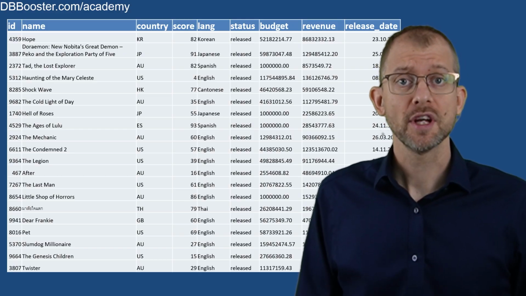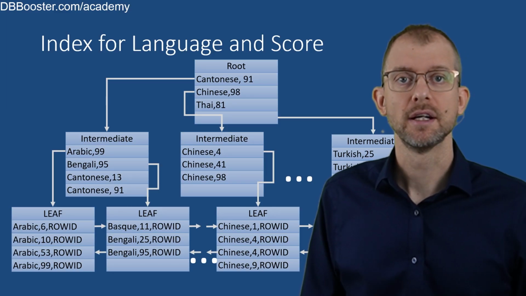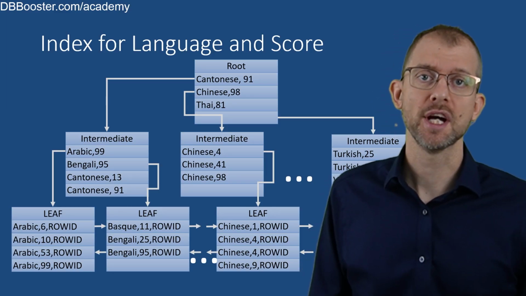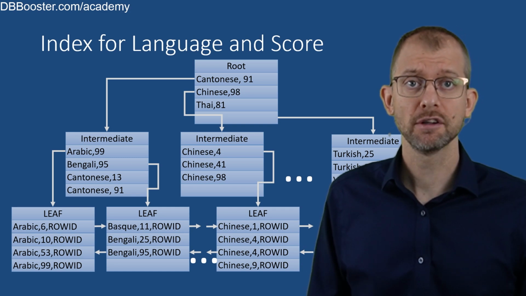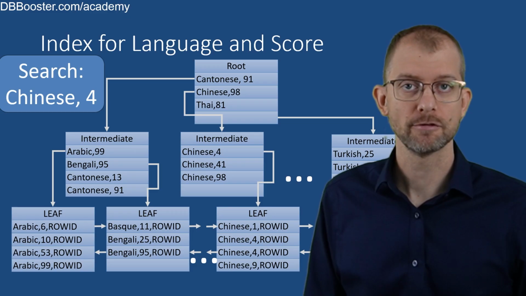Let's start with an index range scan. In SQL Server terms, an index seek. I am using an index on language and score. I am searching for rows where language is Chinese and the score is 4.